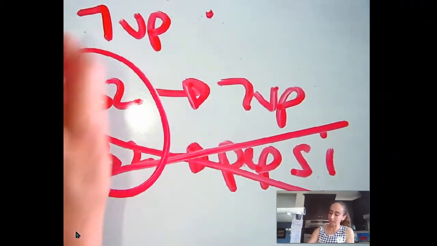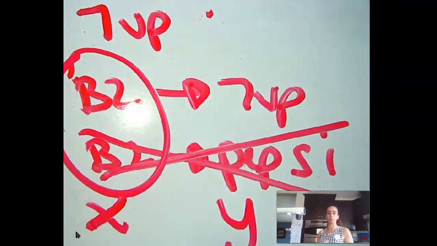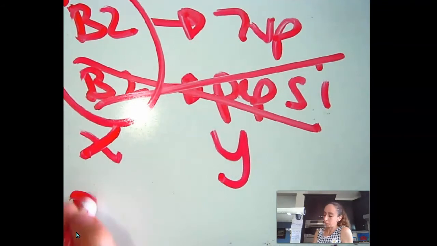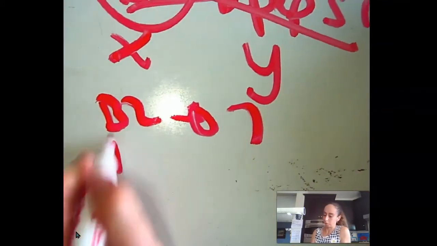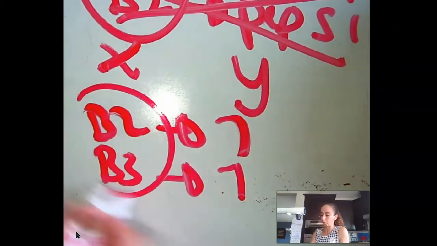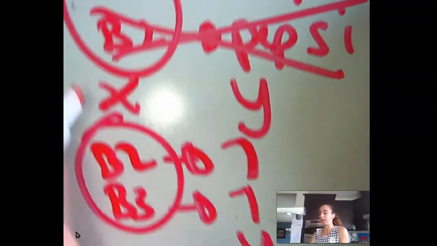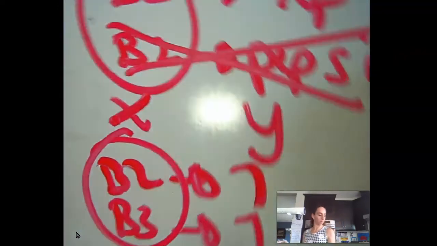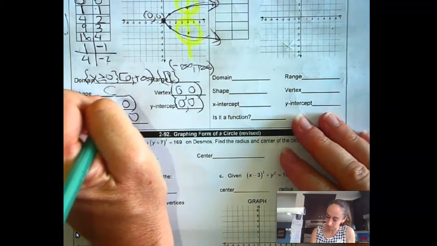So if the x is the same, but the y's are different, it is not a function. But I could do B2, get 7-Up, and then I could go do the B3 button and also get 7-Up, because it could be so popular that you press more than one button. So the y's can be the same, but the x's cannot. Otherwise, it's a working machine. The shape, we'll just say like this, a sideways U.